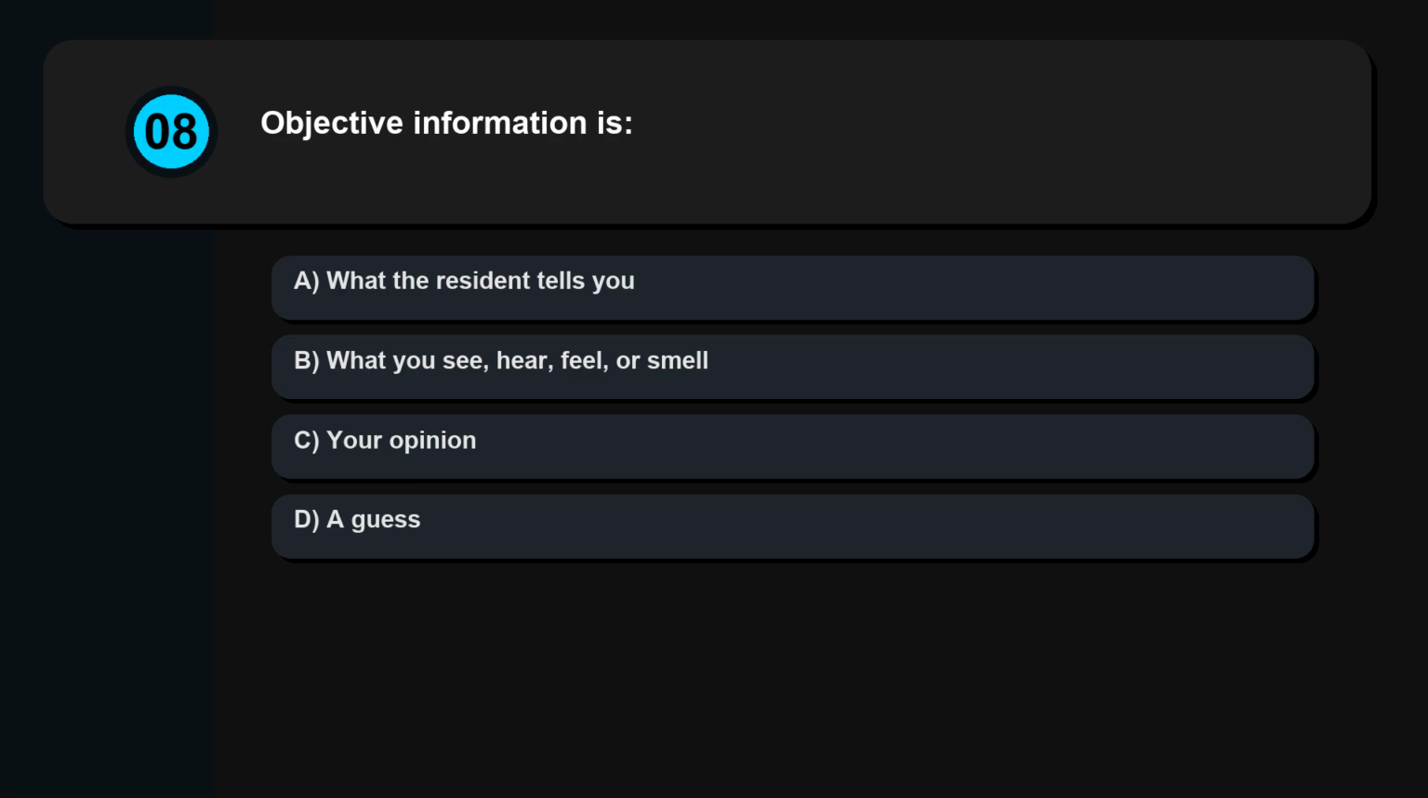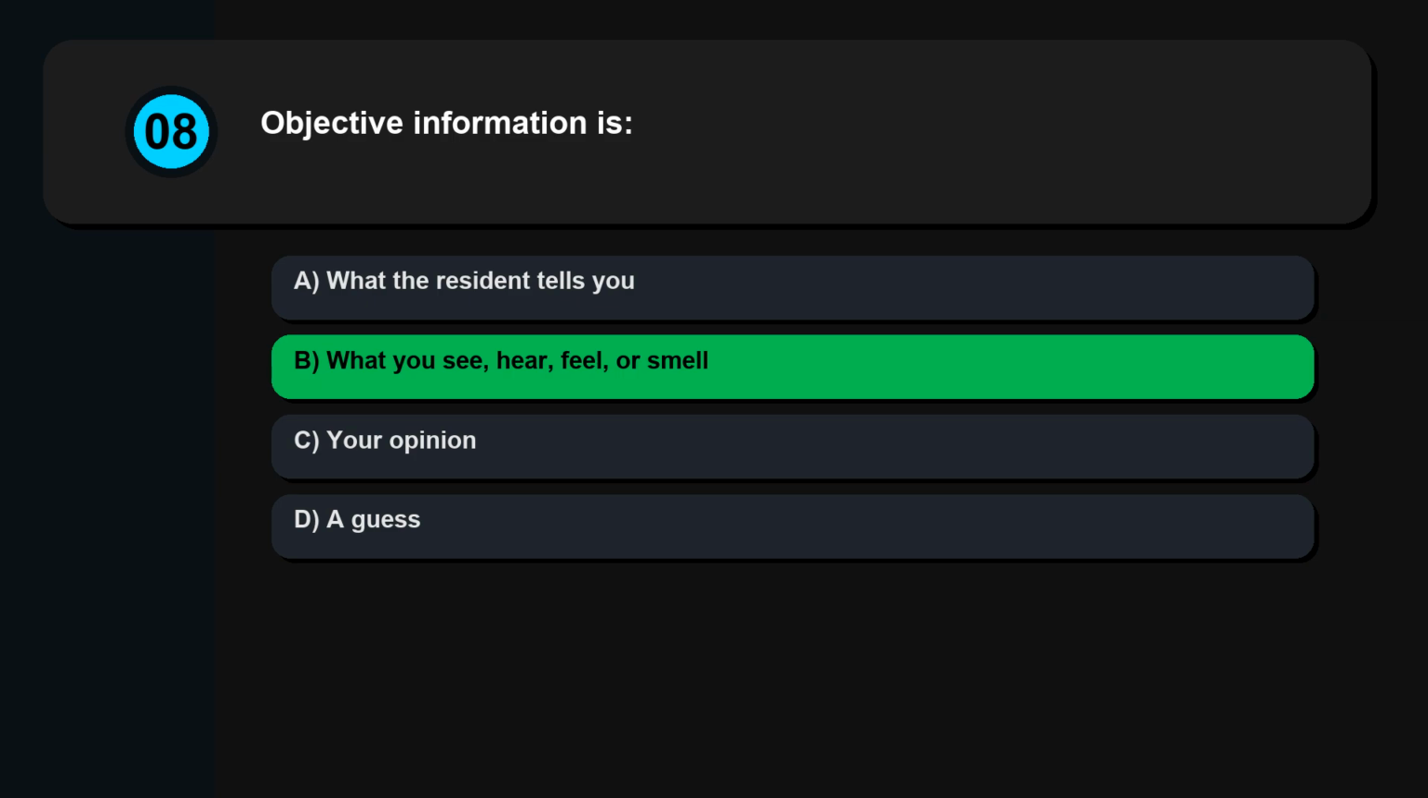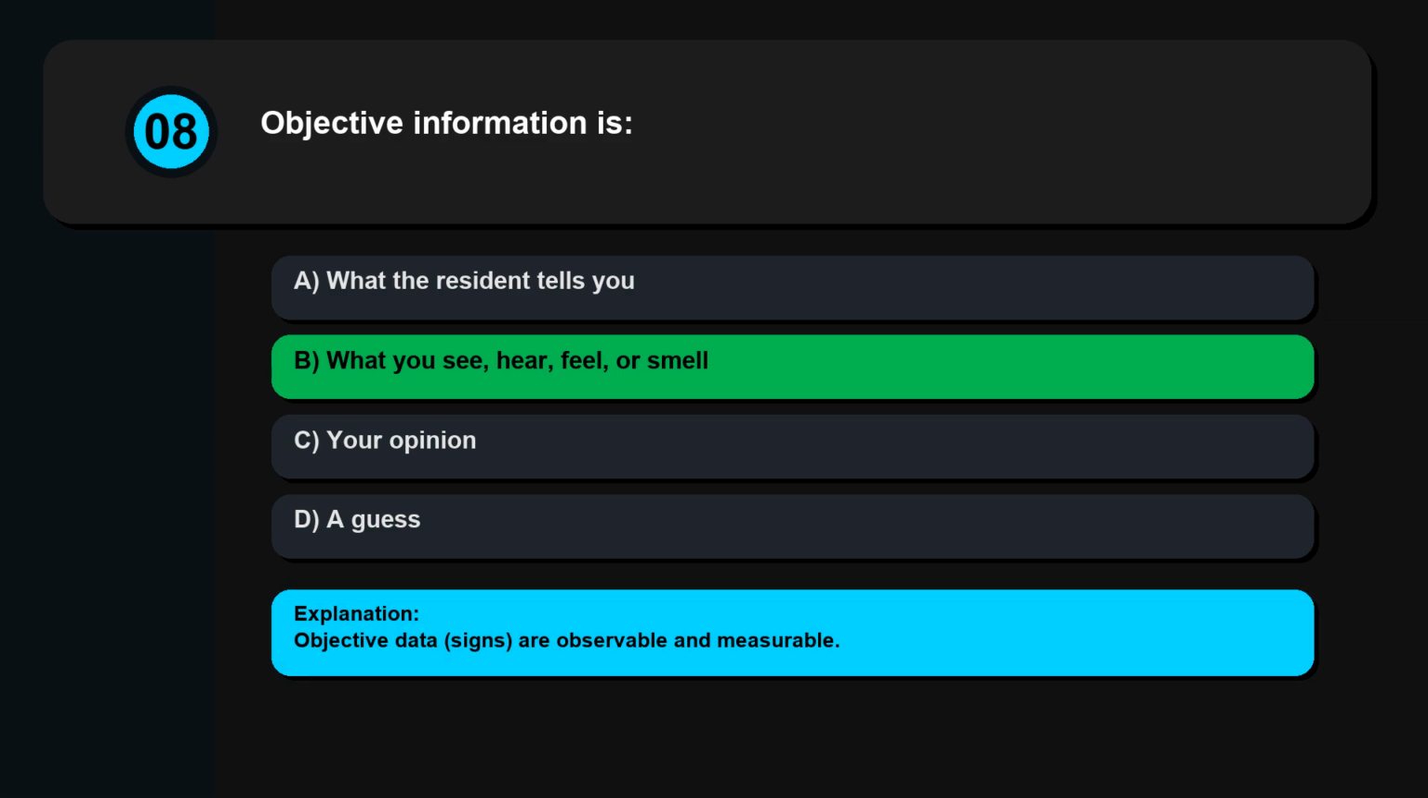Question 8. Objective information is what the resident tells you, what you see, hear, feel, or smell. Your opinion, a guess. Objective data, signs, are observable and measurable.